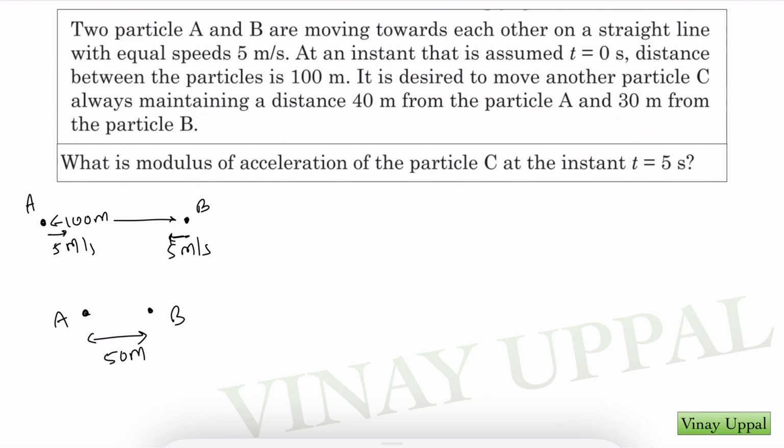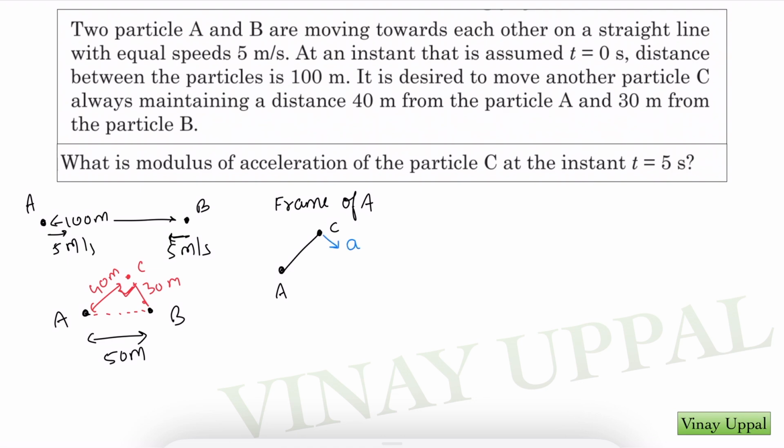Okay, now the particle C is at 40 meters from A and 30 meters from B. So you can see a nice right angle triangle forming here. So the question is asking, find the acceleration of the particle C at this particular instant. Alright, so if I go in the frame of A, C will be performing circular motion of radius 40 meters. So C will have, let's say, an acceleration this way.